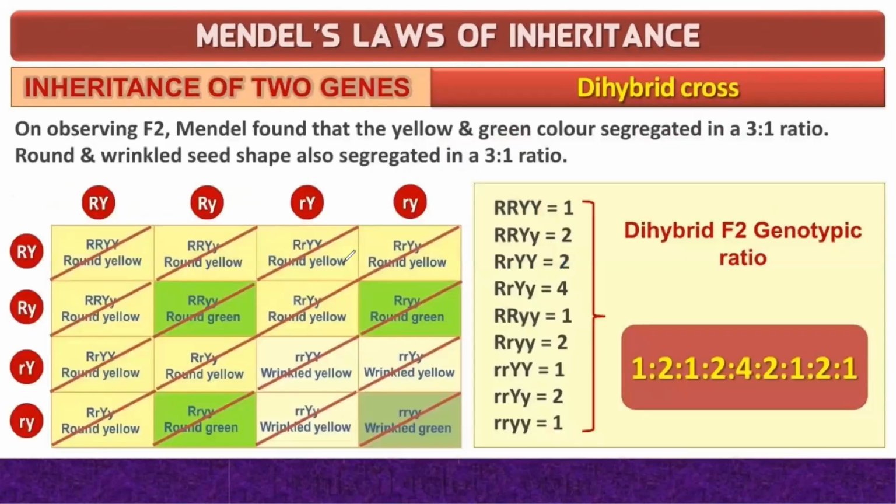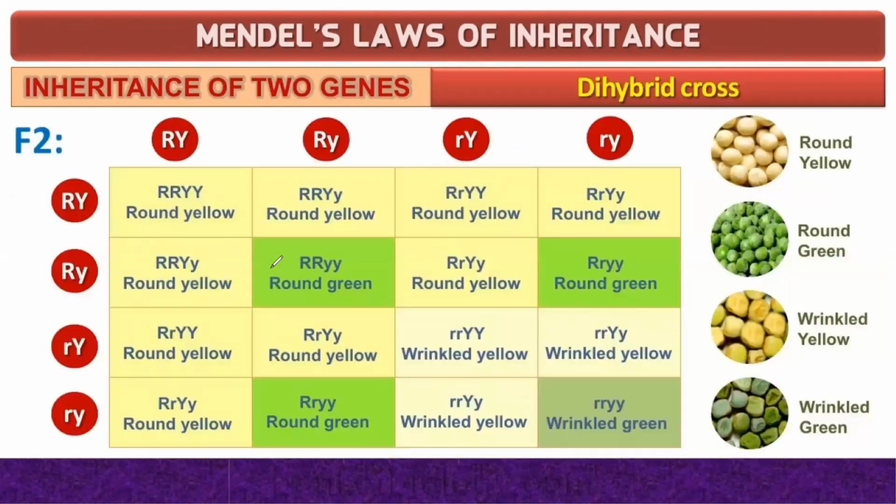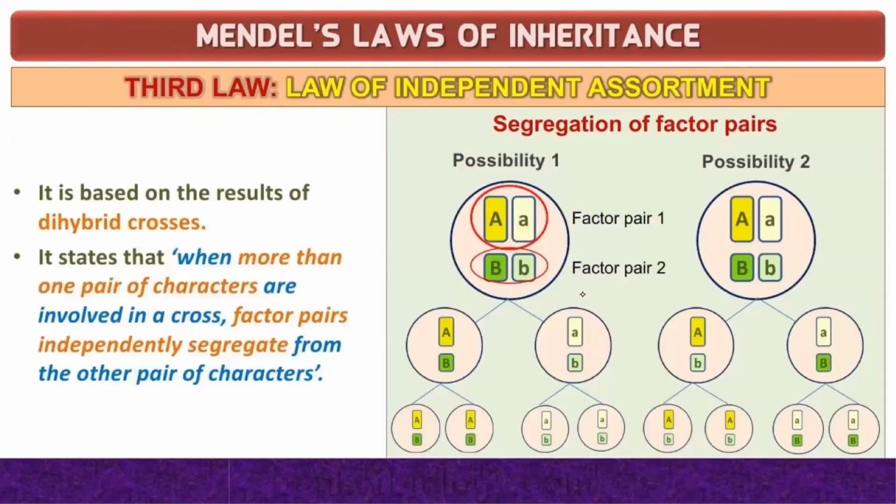Here, if you observe in this Punnett square, it is not necessary that every time round is bounded with yellow, or if the seed is wrinkled, then it is green. No. The two genes are not dependent on each other. They are independent of each other for their own function. So segregation of factors pair.